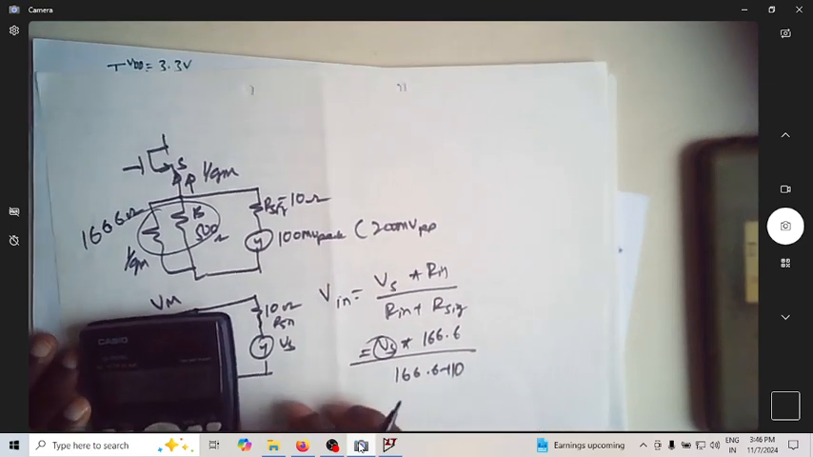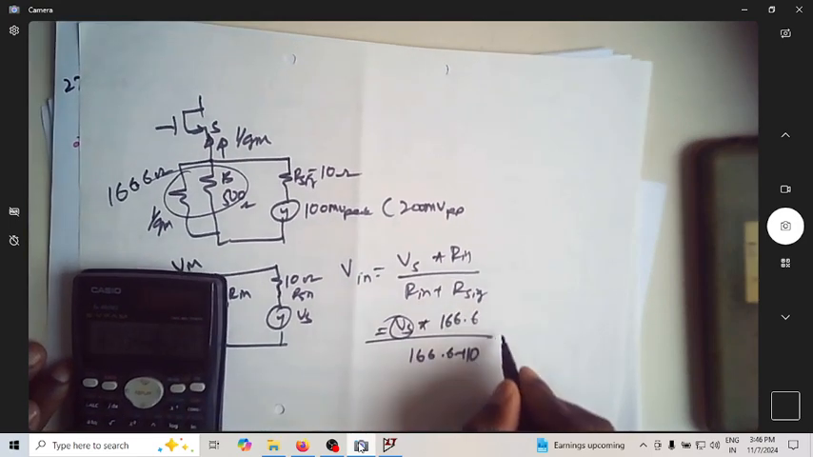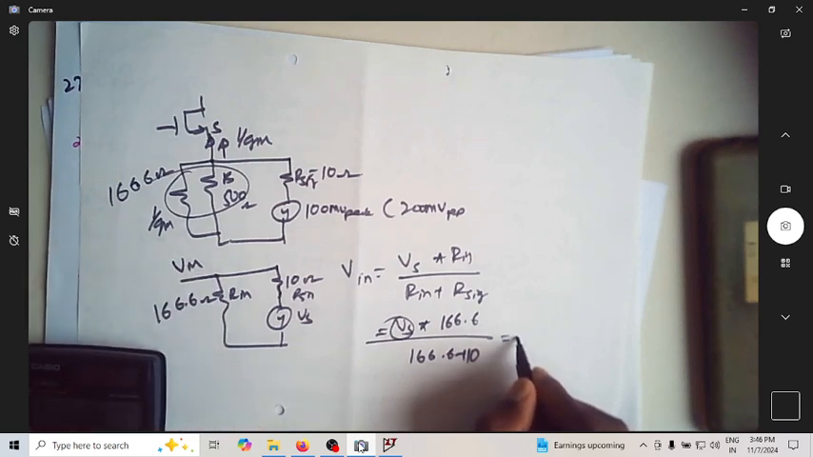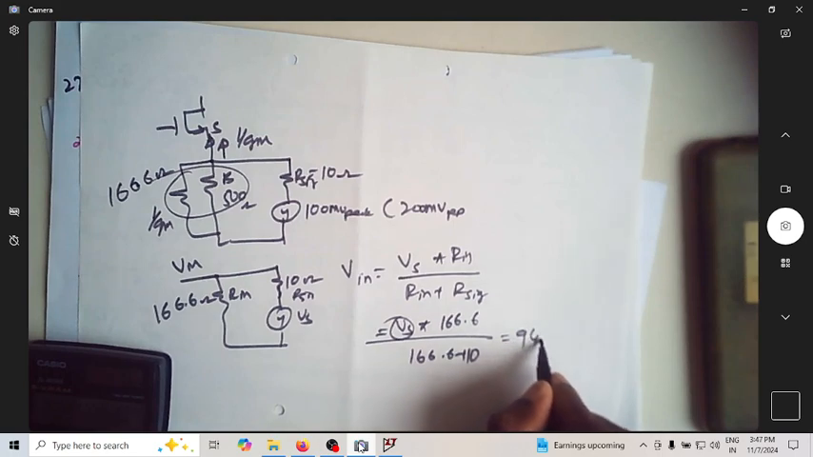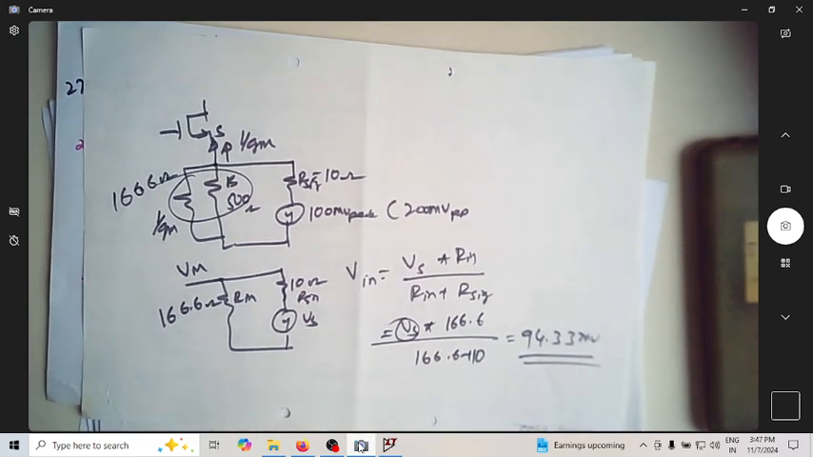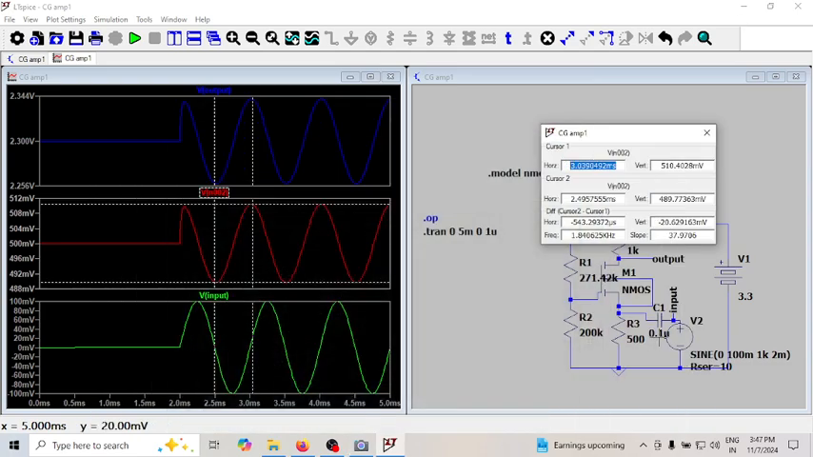Okay, how much are we getting? We are getting it as, this is coming out to be 94.33 millivolt. Why is there a mismatch in the values? Let me go back here and try to find it. Okay, I'm getting what the problem is. This is due to this capacitor that we're taking.